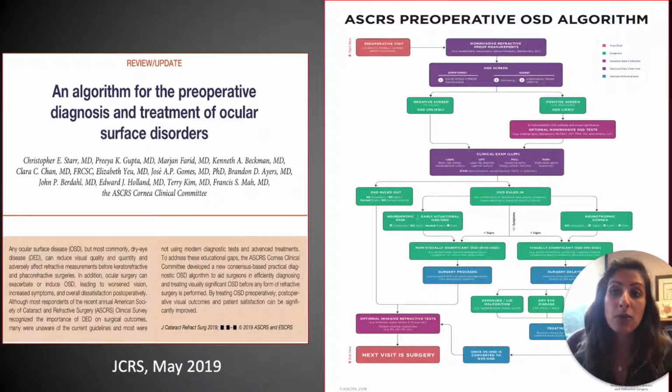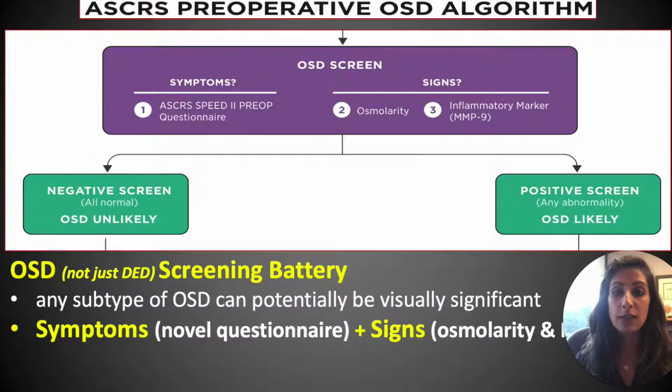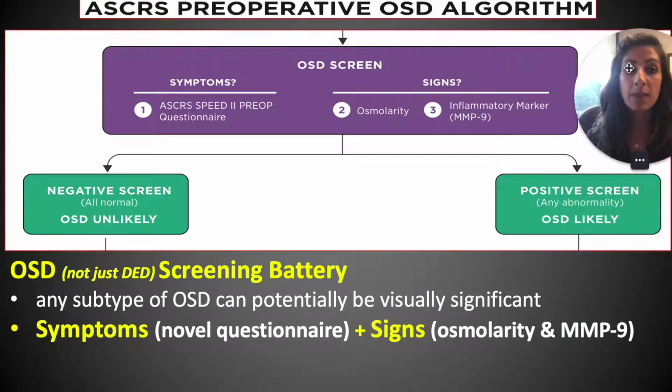So we talked about how screening and evaluating and identifying disease is very important, but we also need to know how to manage that and also how to do a targeted exam looking for ocular surface disease. So first, what you'll see here is that we ask for the identification of both signs and symptoms.